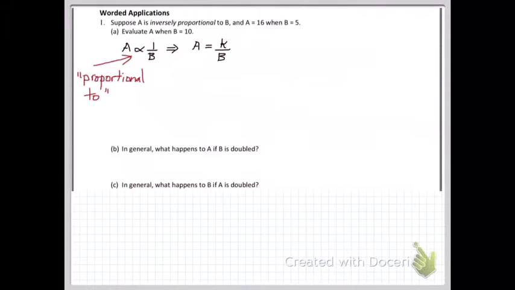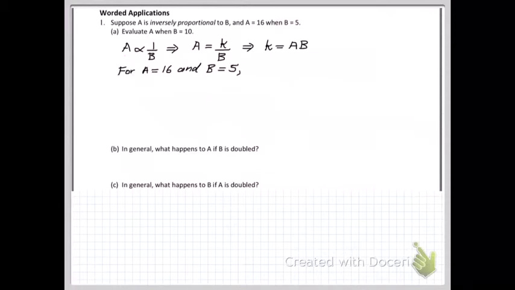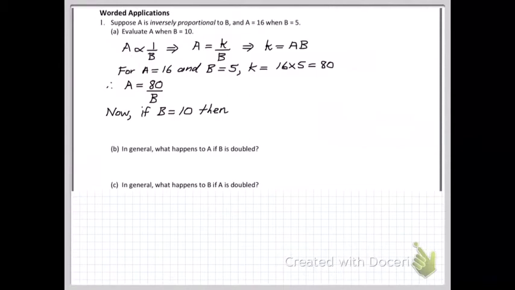If we introduce a constant k, then we have an equation. And we can rearrange that to give k equals A times B. In this question we're given two values. If A equals 16 and B equals 5, we can just substitute those values and calculate k equals 80. So therefore our equation is A equals 80 over B. We're asked to evaluate the equation for when B equals 10, so we substitute B equals 10 and we get a value of A equals 8.